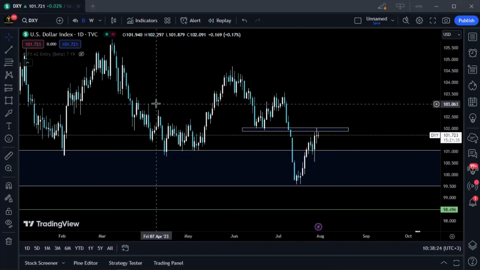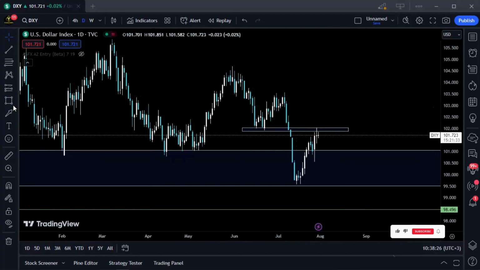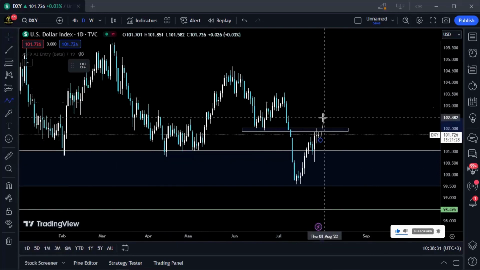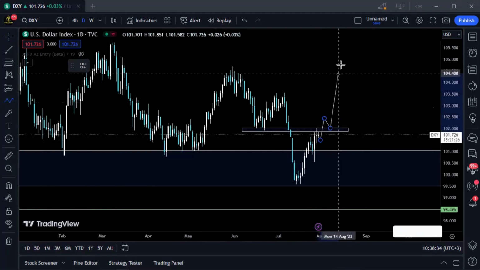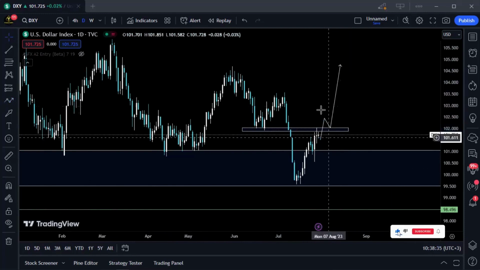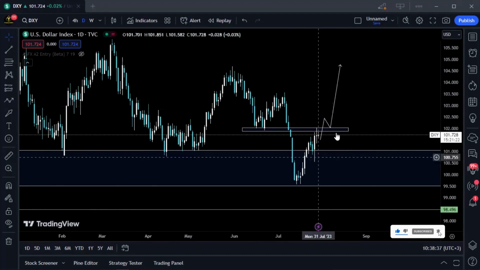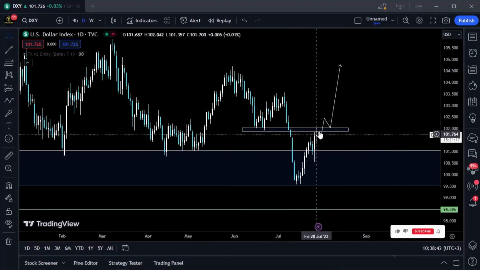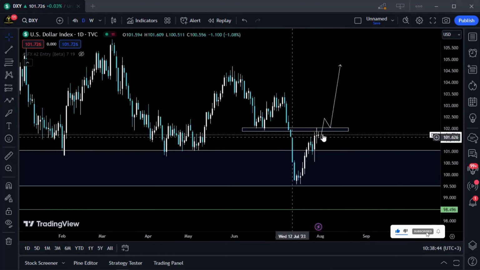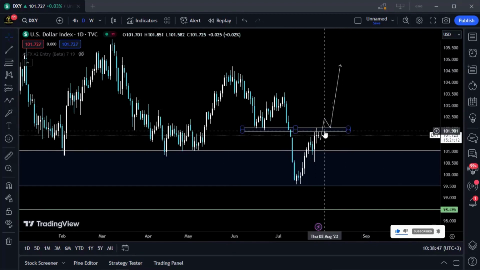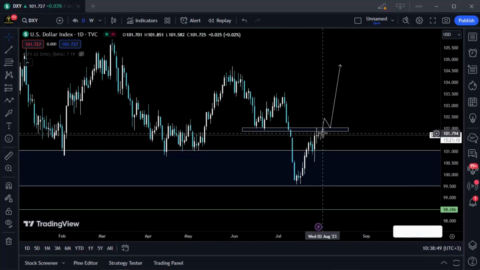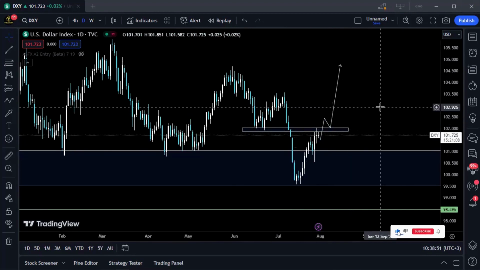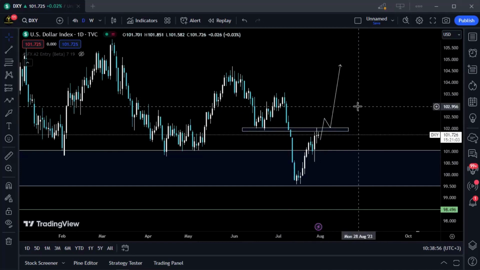For me to take a buy trade on this pair, I'll have to see prices break above here and give me a retest. That's when we'll continue going higher. If I see this right here, that's when I'll be buying. For me to take a sell, I'll just have to look for a confirmation here, because prices are on a resistance structure, right? So I'll just have to see a bearish confirmation. So that's what I'm anticipating to see happen on DXY.